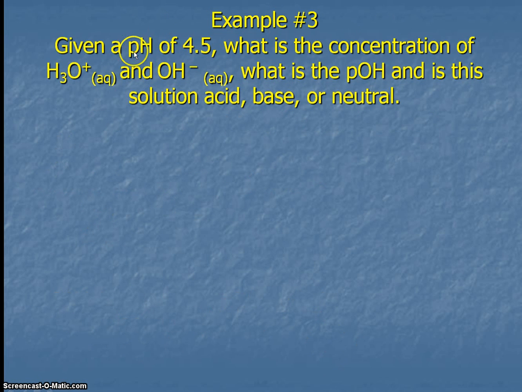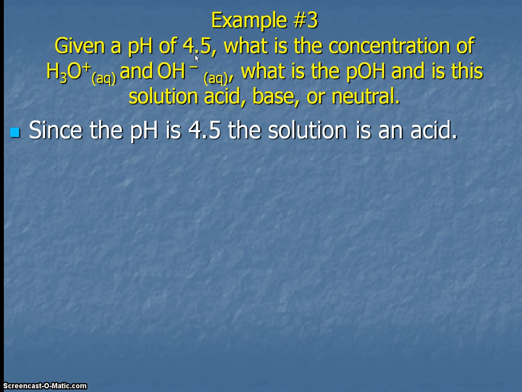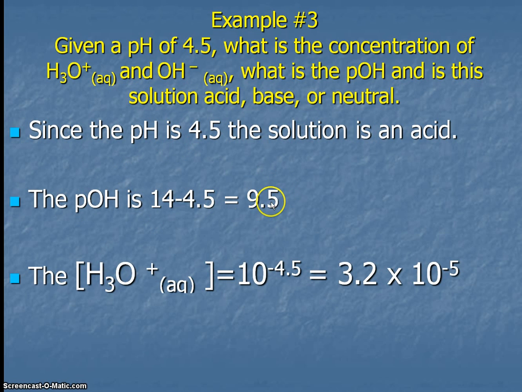Let's do another example here. We're given a pH of 4.5, and what is the concentration of hydronium and hydroxide ion? And what is the pOH? Is the solution acid, base, or neutral? So with a pH of 4.5, that's less than 7, so it's an acid. The pOH, subtract that from 14, we get 9.5. Now we can easily find the hydrogen concentration by going 10 to the minus 4.5. And yes, you do need to put it through your calculator and actually get the number.